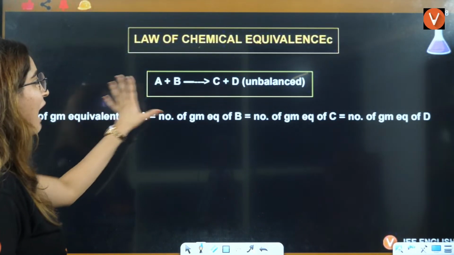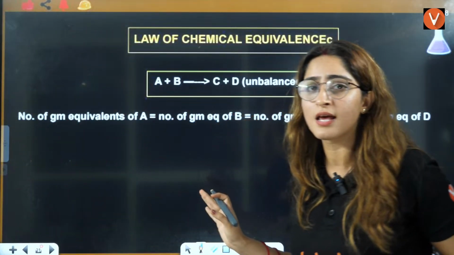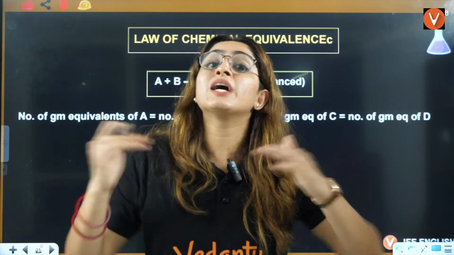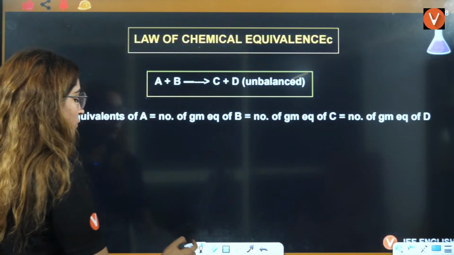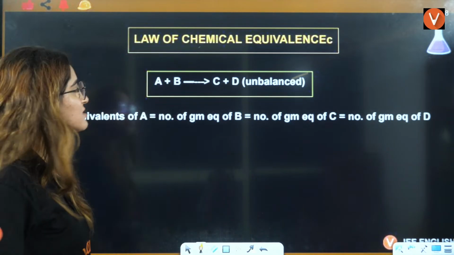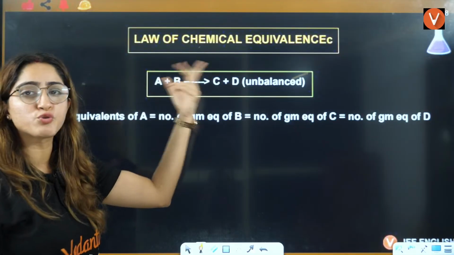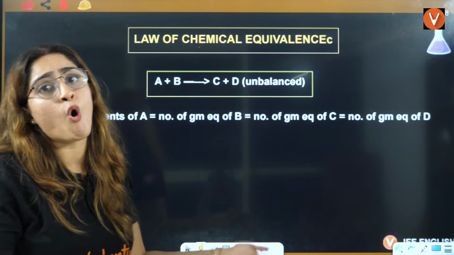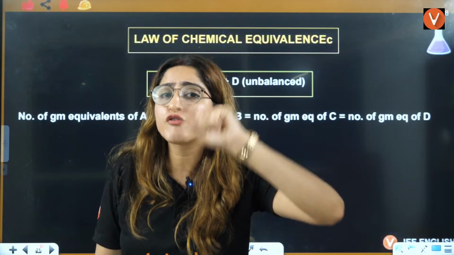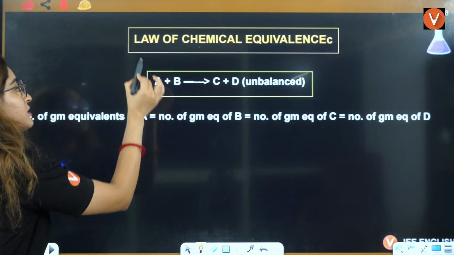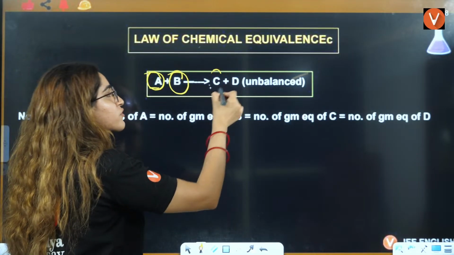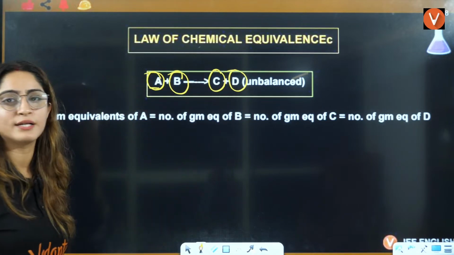For example, you have this particular unbalanced equation. In the law of chemical equivalence, I am talking about unbalanced reactions only, where you can't balance it yourself. Here, because it is an unbalanced reaction, we can't say moles of A equals moles of B equals moles of C equals moles of D. It may be, it may not be. We have no idea. But one thing you can say for sure from the law of chemical equivalence is that the number of gram equivalents of A equals the number of gram equivalents of B equals the number of gram equivalents of C equals the number of gram equivalents of D.